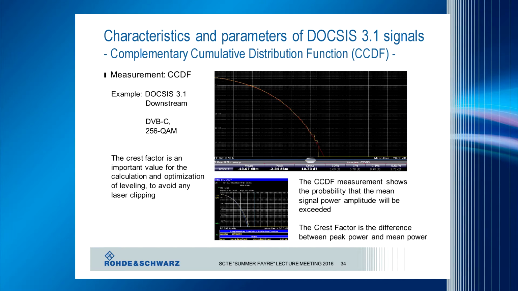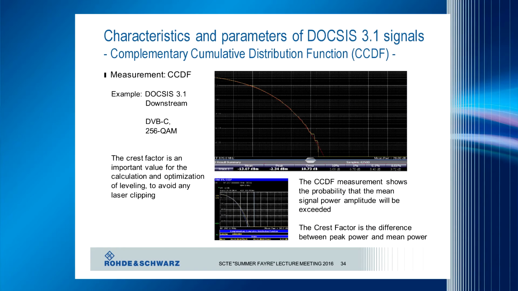Last slide, hopefully I'm more or less in time. It's a measurement called CCDF, which means complementary cumulative distribution function. It sounds complicated, but I think it's also important to know the characteristics of the OFDM spectrum. So how will it be leveled in your network? What does it mean? Maybe you know the measurement already, or maybe it's unknown.